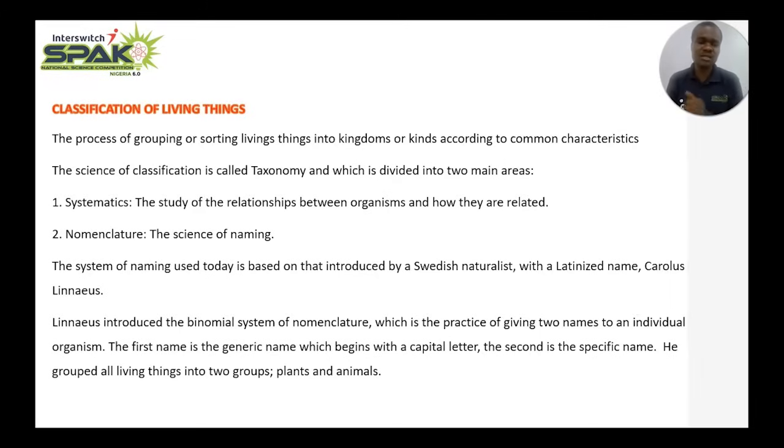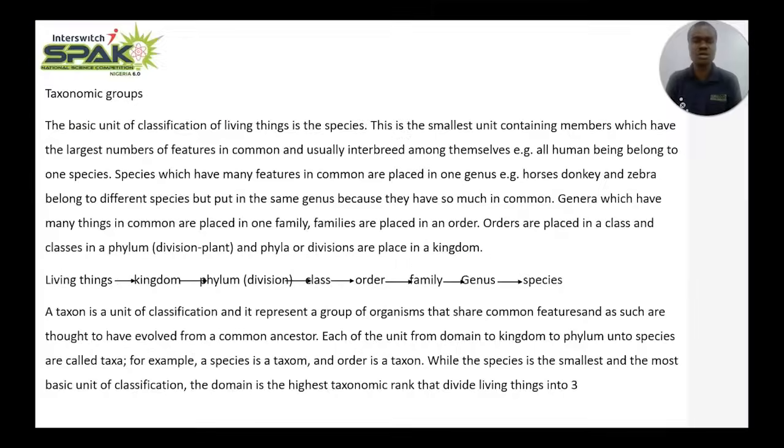The first name is the generic name, which usually starts with a capital letter, and the second name is the specific name, which is written in small letter. And the two names together are italicized or underlined. Carolus Linnaeus grouped all living things into two kingdoms: the plant kingdom and the animal kingdom.